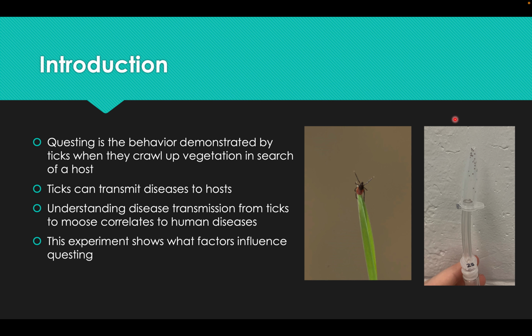So if we understand how the diseases are transmitted from ticks that attach to moose, which are the ones we studied, we can correlate this to how they may transmit human diseases as well. So this experiment will show what factors can influence the process of questing.